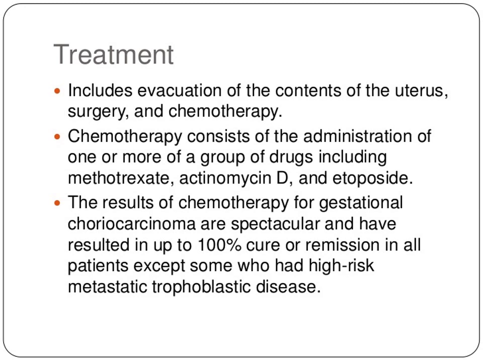Treatment of choriocarcinoma is evacuation of the contents of the uterus through surgery and chemotherapy. The results of chemotherapy in gestational choriocarcinoma are excellent. They have resulted in a 100% cure rate or remission, even in patients who had high risk. But those cases with high risk metastatic trophoblastic disease, which had metastasized to different organs like lungs or other tissues, have less response to chemotherapy.